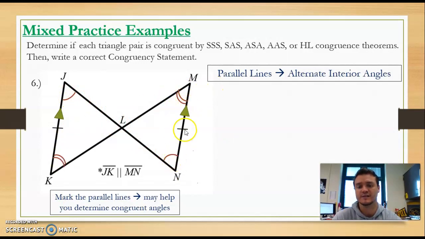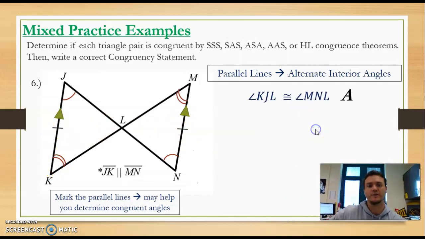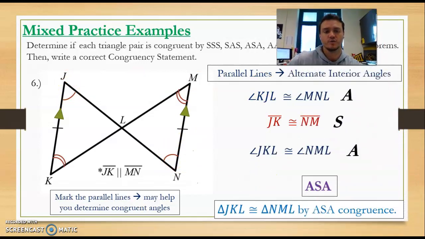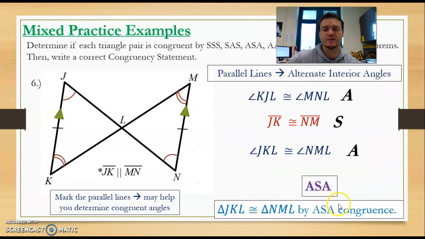So this would be angle, side, angle, because we have this side JK is congruent to this side MN. It was marked here for us prior. So again, those angles are congruent. KJL would be this angle. MNL is this angle right here. So we have angle, side, angle congruence here. So we'd be able to make this statement that these triangles are congruent.